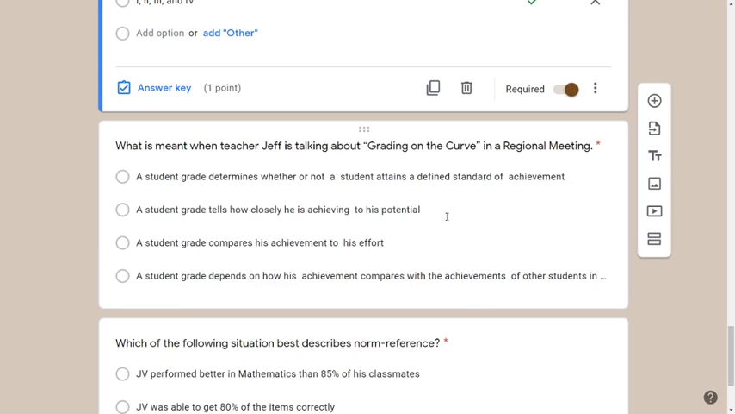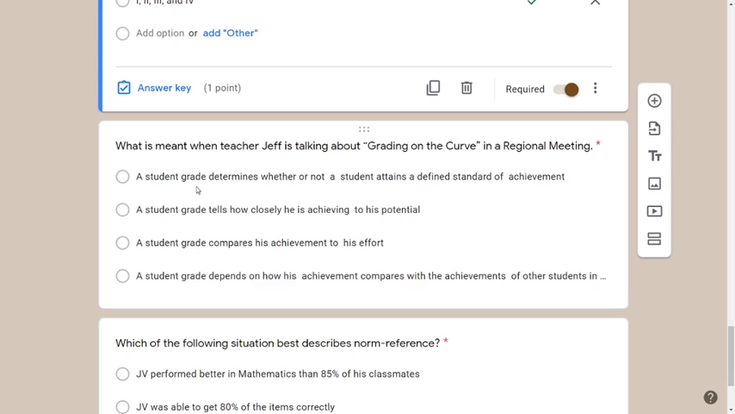So 80 becomes 90. Then 70 becomes 80. 60 becomes 70. Okay, so that's actually how you're going to grade. That's actually how most of us are doing it when we are grading on the curve. There's also another way, which is using a distribution, and that's a little bit more complicated, but some teachers really do that also. So let's go ahead and check which one is correct here.